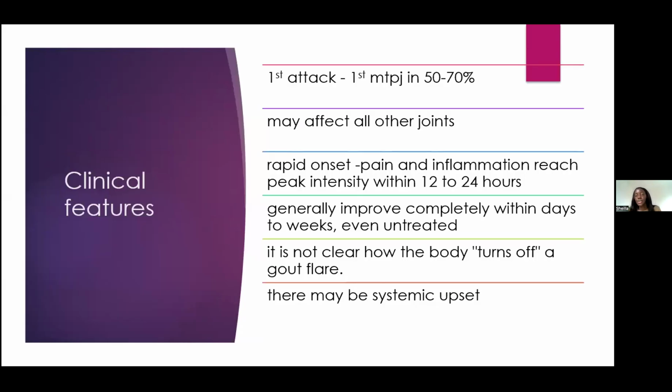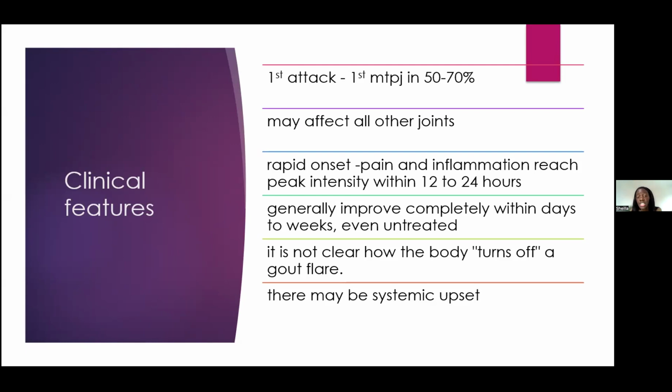So the fast attack is usually the MTPJ in about 70% of patients, but it can affect all other joints. The inflammation comes on very quickly. Compare this with septic arthritis, which takes a few days, grumbling before it flares up. With gout, usually within 12 to 24 hours, it's a very quick onset. The symptoms come on very rapidly and go down just as quickly if you treat them adequately. And within days, patients usually improve even without treatment. It's not clear how the body turns off a gout flare, but somehow it does.